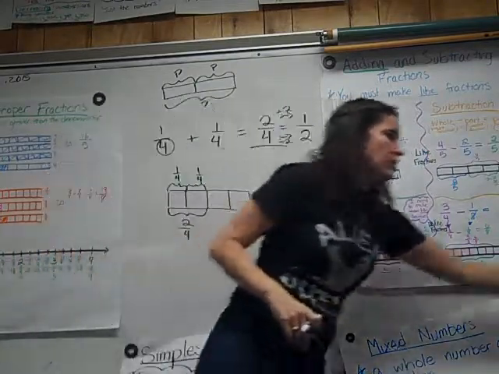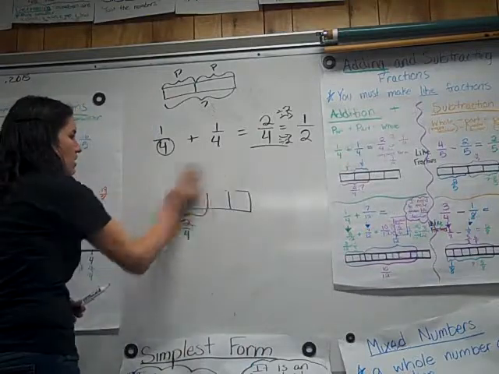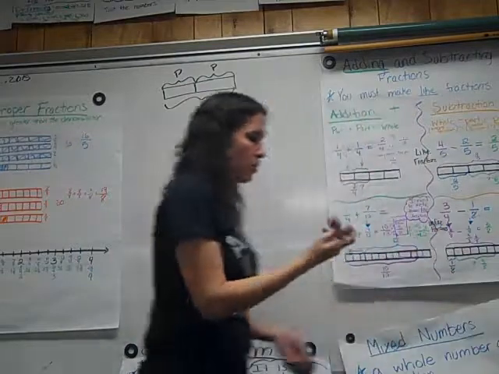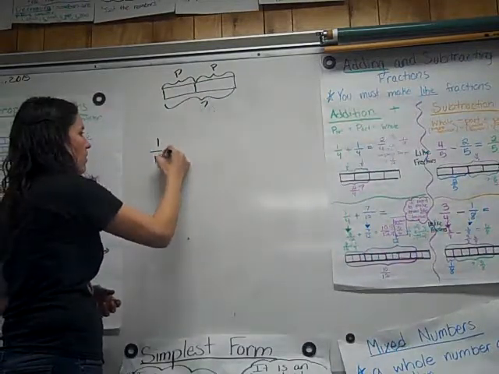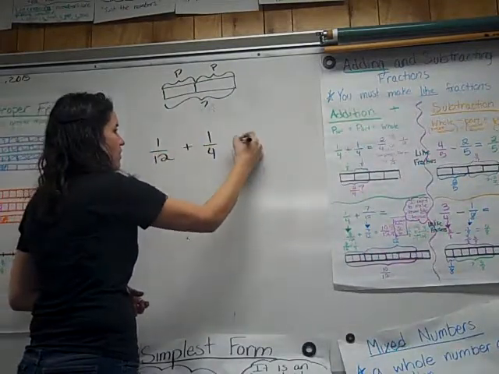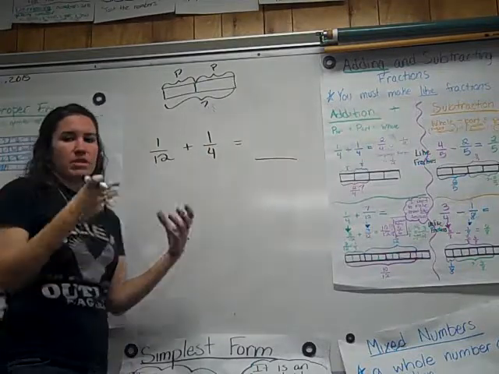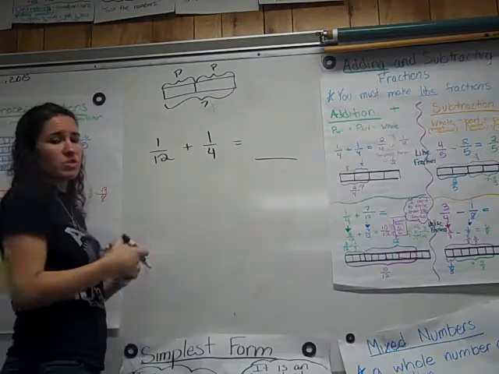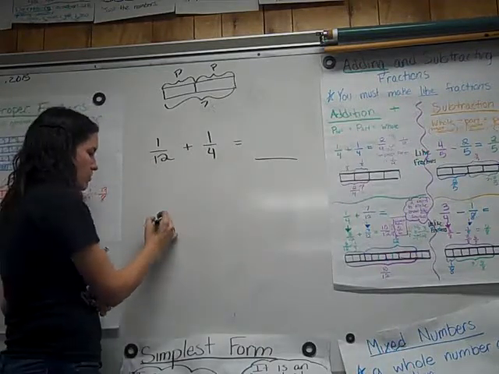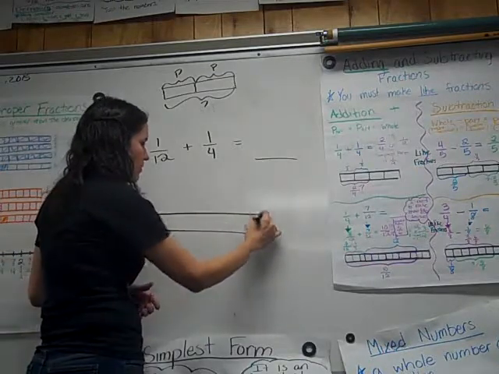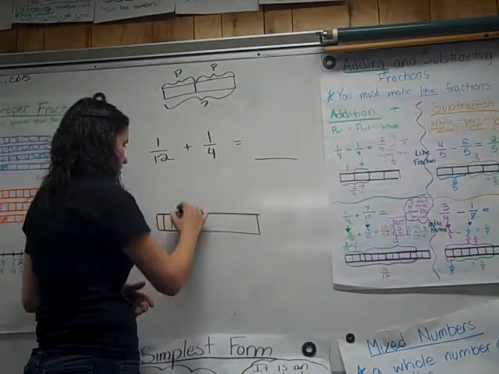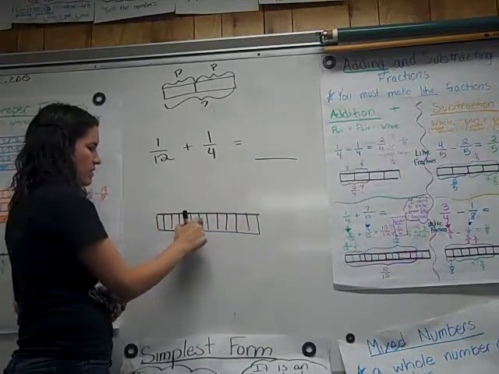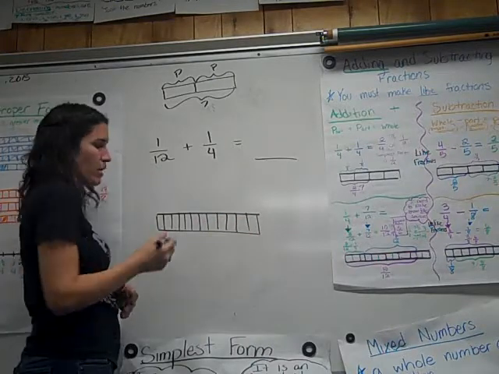So I'm also going to show you how to add unlike fractions. So we're going to do 1/12 plus 1/4 equals blank. Again, we're putting these two parts together to find the total. And I let them choose whichever one they want to draw first. Let's do 12ths because it's here first. So I would make my bar 12 equal parts. This is 1, 2, 3, 4, 5, 6, 7, 8, 9, 10, 11, 12 parts.